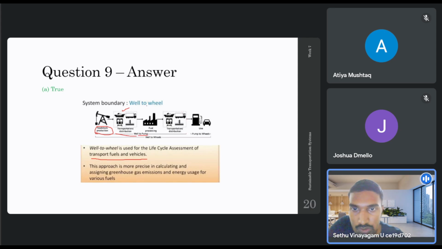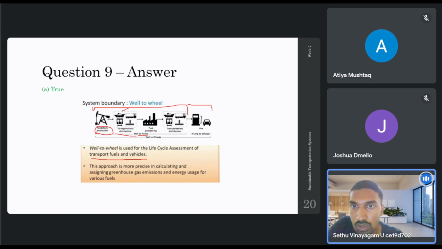So if your system is only from here to here, it is called well to pump. But if you consider the final portion, which is the end users, the vehicles that are using these processed fuels, then in that case it will be well to wheels. So it is the well to wheel that is the complete life cycle assessment of the transportation fuels.